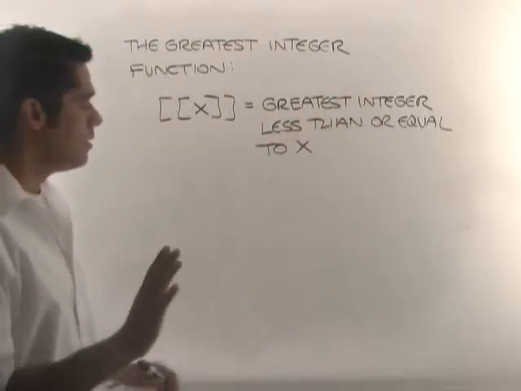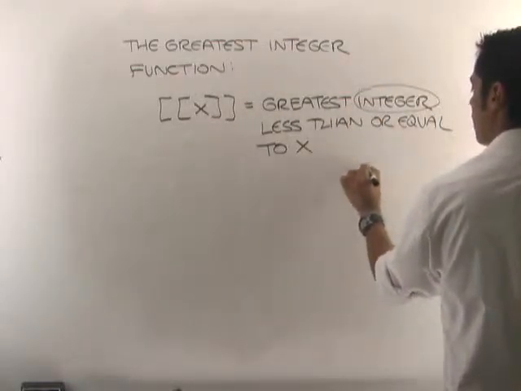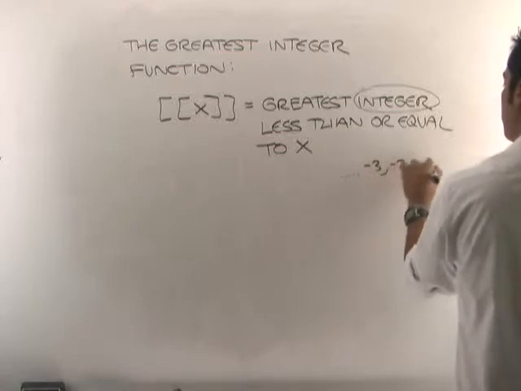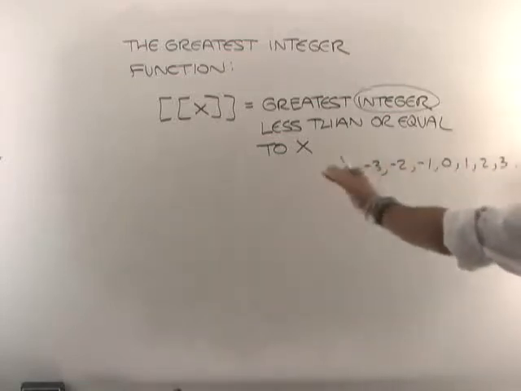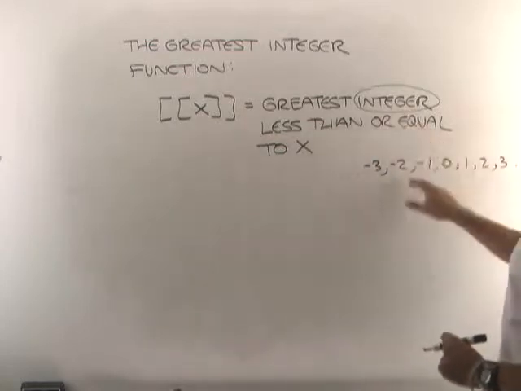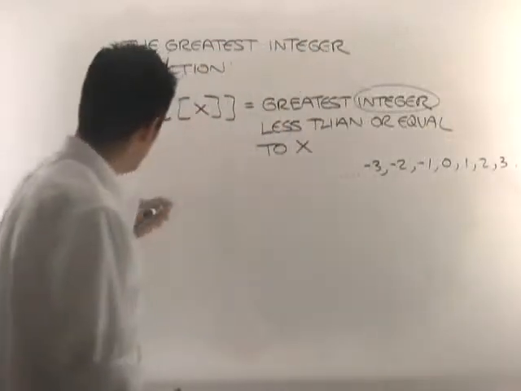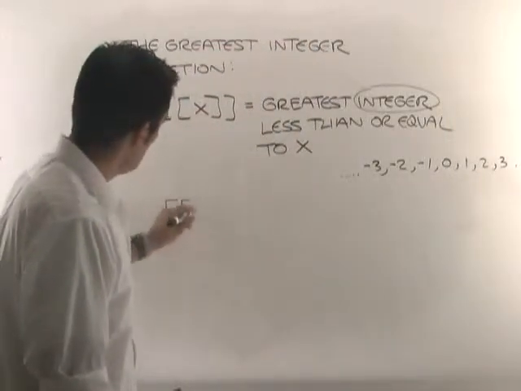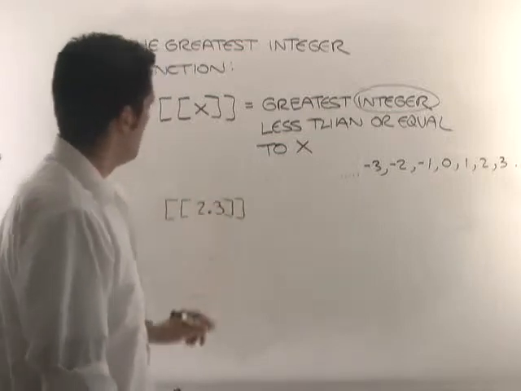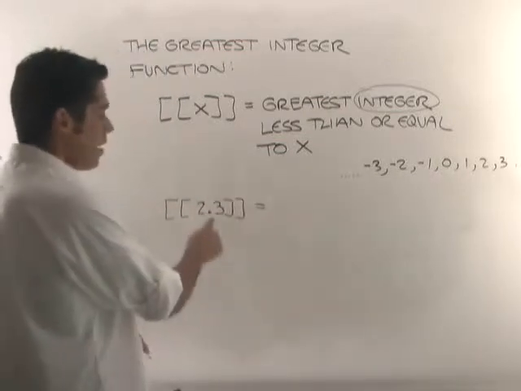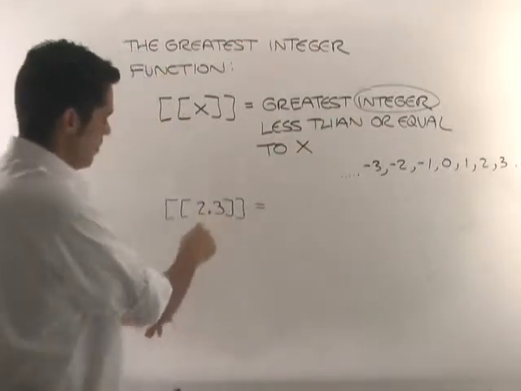Now before I even begin, let's just remember what an integer is. The integers are all the numbers like, let's say, -3, -2, -1, 0, 1, 2, 3, continuing in both directions forever. So those are what all the integers are. So if we're asked, let's say, to find the greatest integer of 2.3, what we're saying is, what is the greatest integer that we can find that's less than or equal to that number, 2.3.